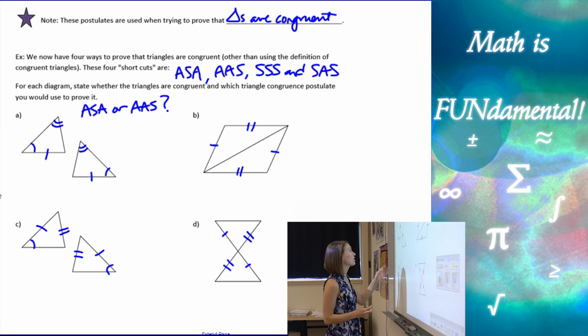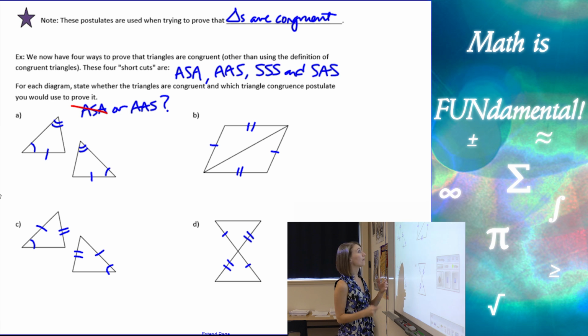All right, so let's look. Here, in ASA, where the S is in the middle of the A's, it means that the side has to be in between the two angles. Well, if we look at our diagram, that side that's marked is not in between the two angles that are marked. So I know that angle-side-angle is not going to work.